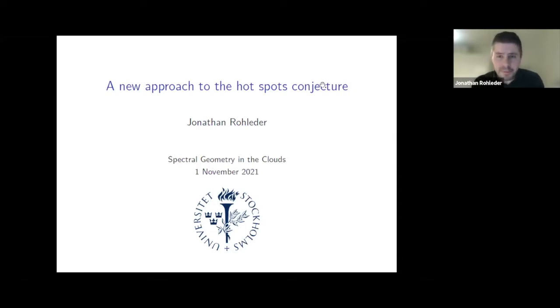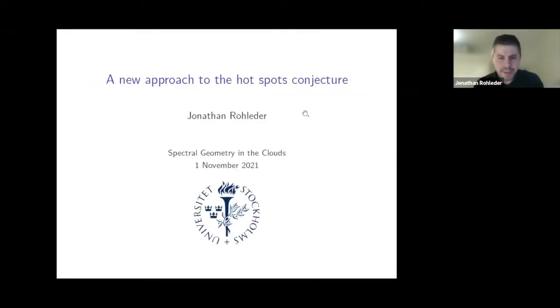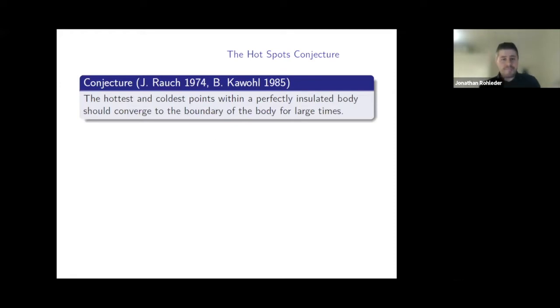Yeah, as you can see, this will be about the hotspots conjecture, and probably I should first recall what this actually is. So, let me just read that out. The hottest and coldest points, this is a conjecture in physical terms, the hottest and coldest points within a perfectly insulated body should converge to the boundary of the body for large times. This was conjectured by Rauch in 1974, and probably first really published in written form in the monograph by Bernd Kawohl.